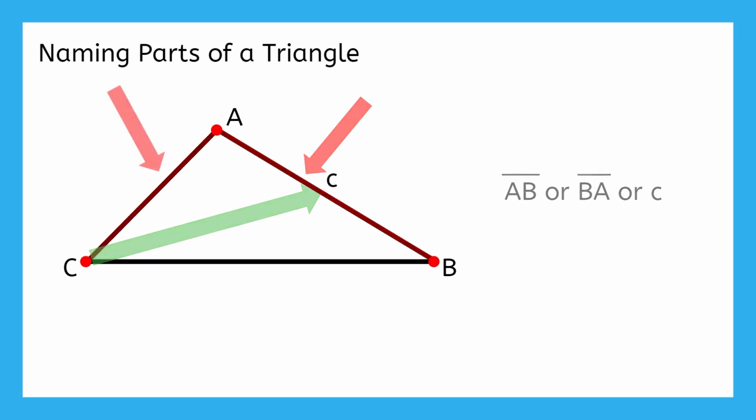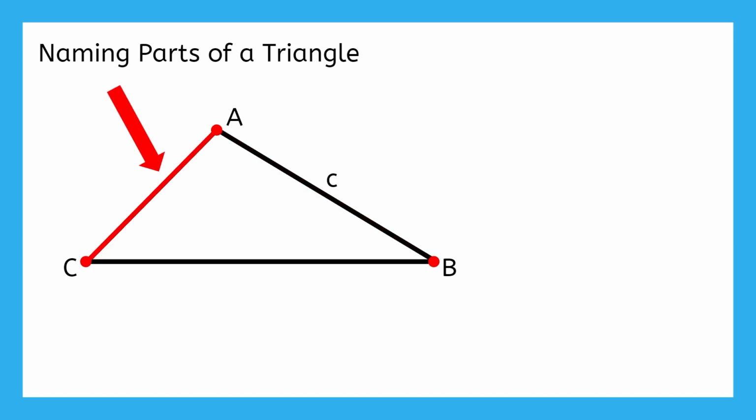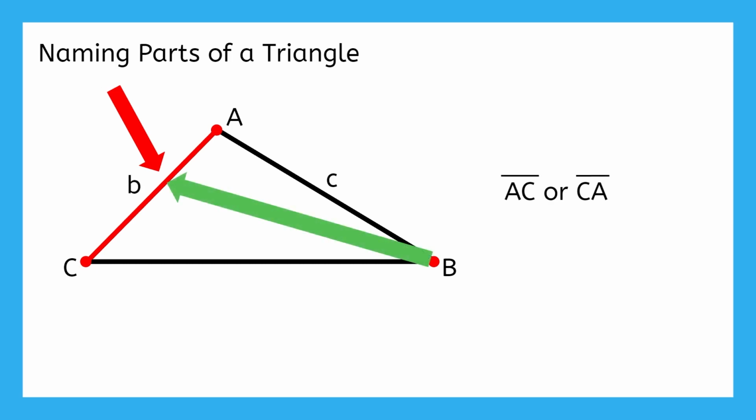How about this side of the triangle? Can you figure out one or even two names for this side? Did you come up with capital AC or capital CA? If we include the label of lowercase b, we could also call this side B.